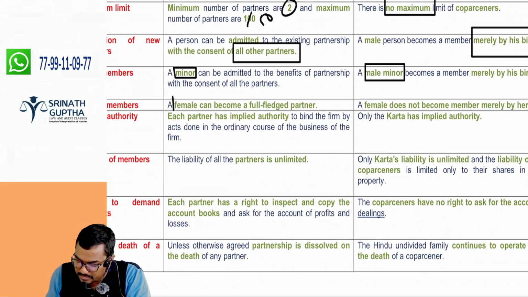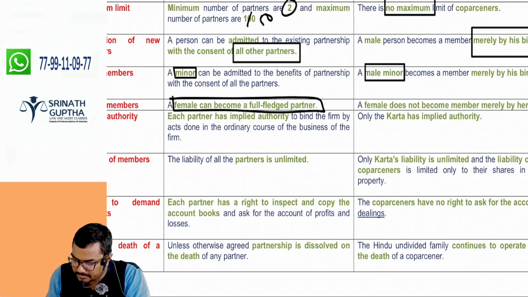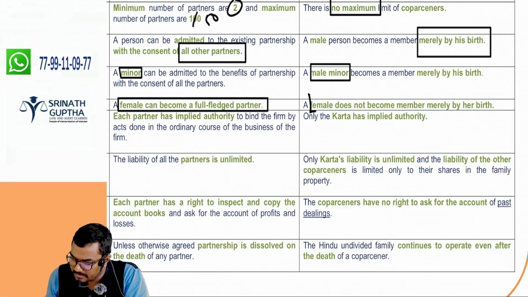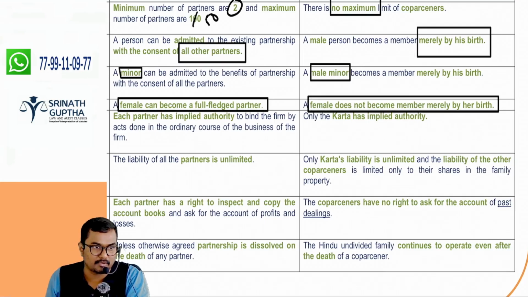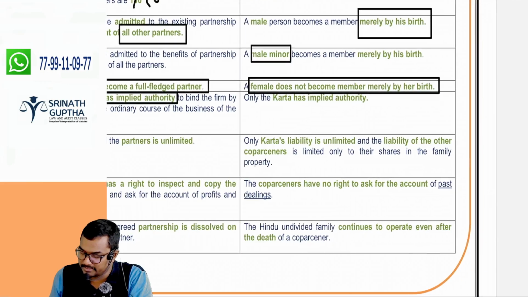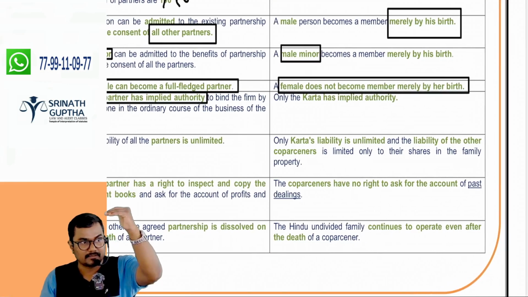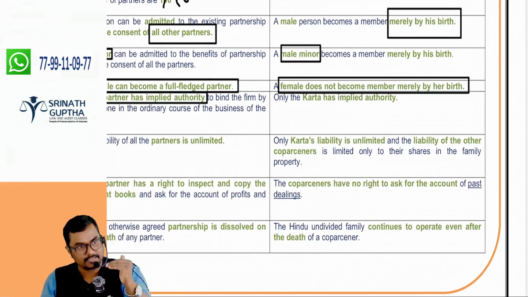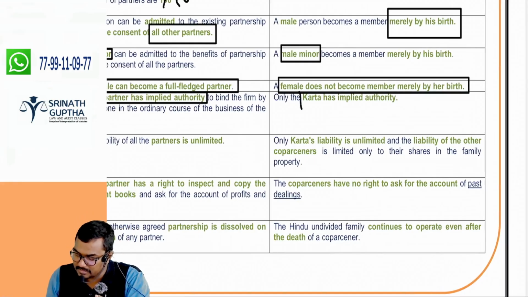Here, a female can become a full-fledged partner. In HUF, generally, a female cannot become a member of the family by birth. She is a member of the family only until her marriage. These are the traditional concepts. Here, every partner has authority. Every partner is equal. But in the HUF, everyone is not equal. Who is superior? Grandfather, then father, then you. So only the Karta has the infinite authority. Karta means head of the family.